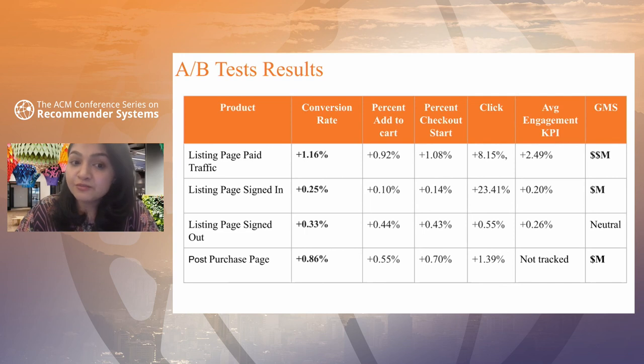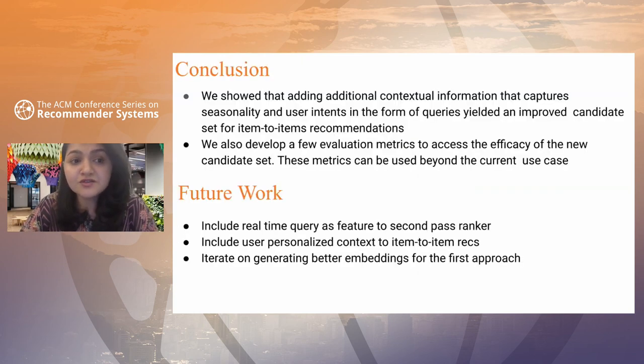We found significant improvement in multiple A/B test metrics, including conversion rate and increased user engagement, which also yielded a significantly higher GMV. So to conclude, we showed that adding contextual information, beyond what is captured just by the attributes and characteristics of the listing, yielded an improved item-to-item recommendation model. We also developed a few evaluation metrics to assess the efficacy of this kind of set, and we hypothesized that these additional evaluation metrics can be used beyond just the use case presented here.